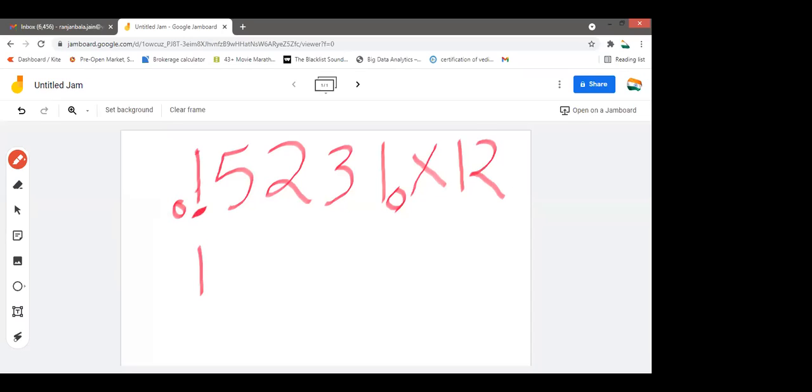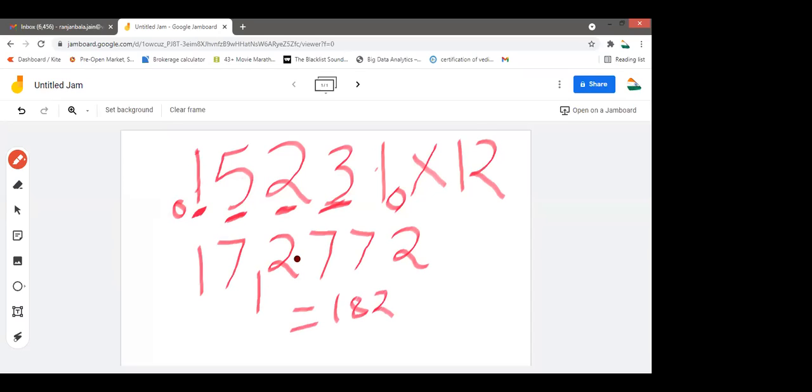Multiply by 2 in this digit. 2 ones are 2 plus 5, 7. 2 fives are 10 plus 2, 12. 12 means a carry is generated. So write like this. 2 twos are 4 plus 3, 7. 2 threes are 6 plus 1, 7. 2 ones are 2 plus 0, 2. That's all. Now the carry is added. So 1, 8, 2, 7, 7, 2. This is so simple. Okay, clear?